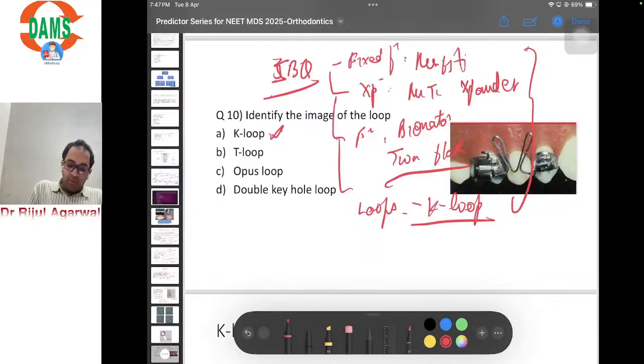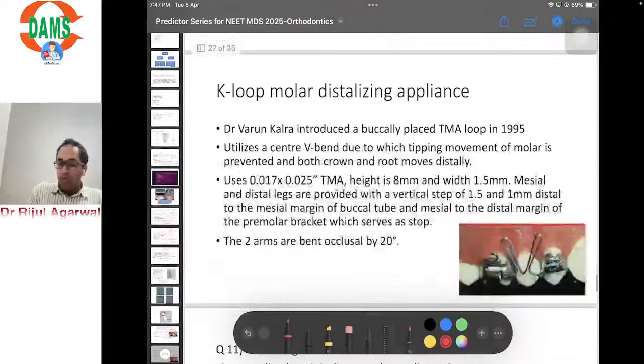Okay, so again coming back to the question, identify the loop. So it's an image of a K loop. K loop is a molar distalizing appliance. It was given by Dr. Varun Kalra in 1995. It is an application of again a centered V bend. What happens is, with a centered V bend, the movements are cancelled and bodily translation occurs. It's made up of 17x25 TMA wire. And this is the image of the K loop.